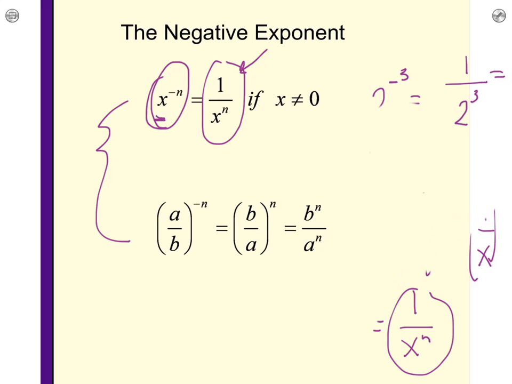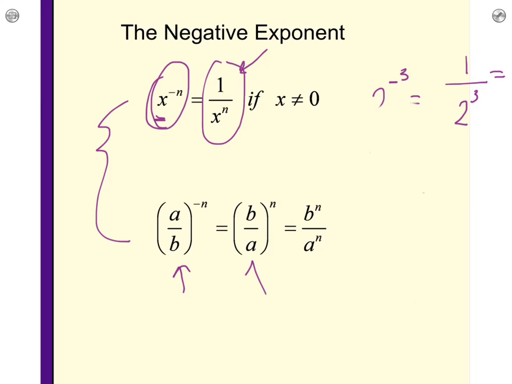But if you have another type of fraction that's not an integer, so you have a proper fraction, so you have a over b raised to the negative exponent, you reciprocate the base. So if the base is a over b, then you get b over a, and you raise it to the positive exponent. Well, we know when we have exponents outside of fractions, if the whole fraction is raised to that exponent, not just the numerator or just the denominator, we can bring that exponent in. So really, this would be b to the n over a to the n.